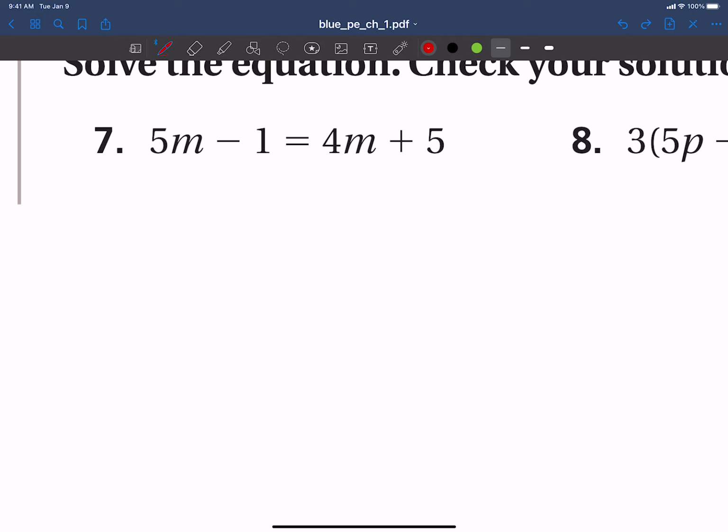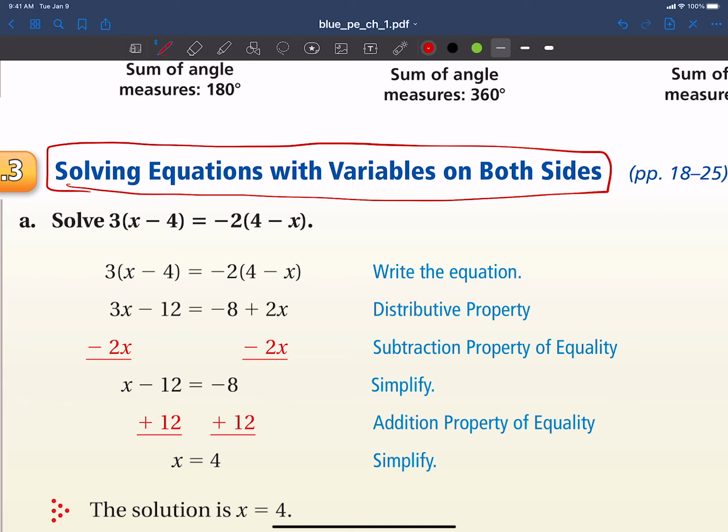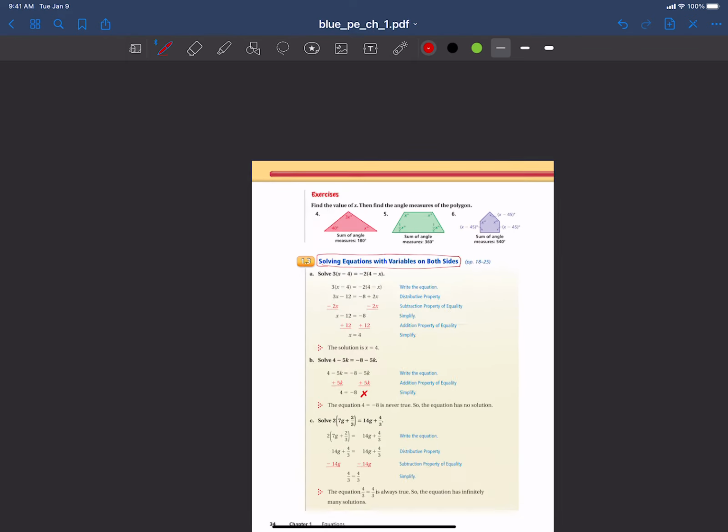If you were to look up videos on practice for this other than your videos, what would you look up? I would look up the name of that section. So you would go back in your book, and we're on section 3 right now in the review. Section 3 says solving equations with variables on both sides. I would literally just type that into YouTube, and then you could find videos on that. Okay, let's keep going.